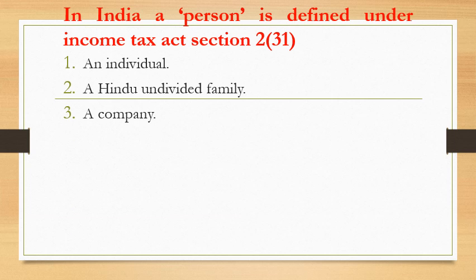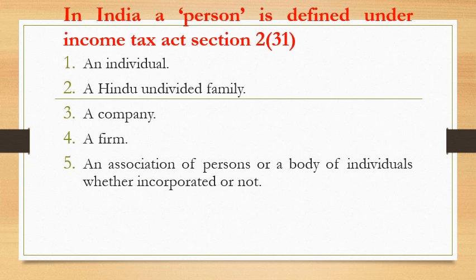A company which is manufacturing some product and selling it in the domestic or foreign market is also considered a person. A firm, it could be an agricultural firm or a chemical firm, is also termed a person. An association of persons or body of individuals, whether incorporated or not, is also termed a person, and they also come under the ambit of income tax.